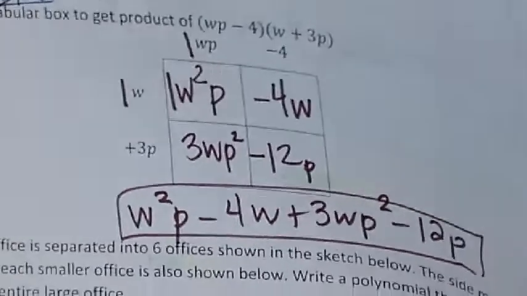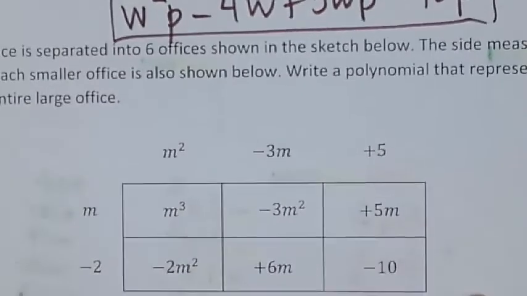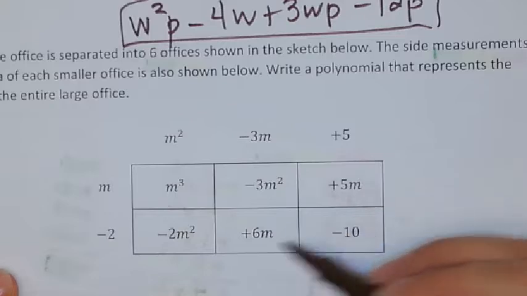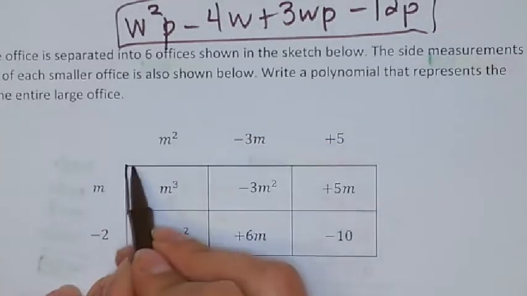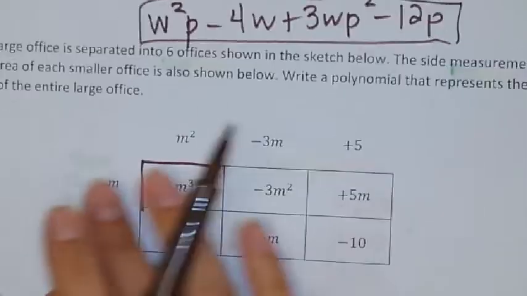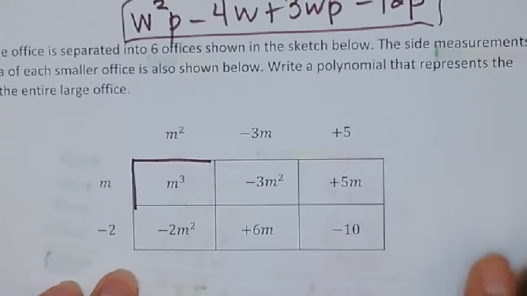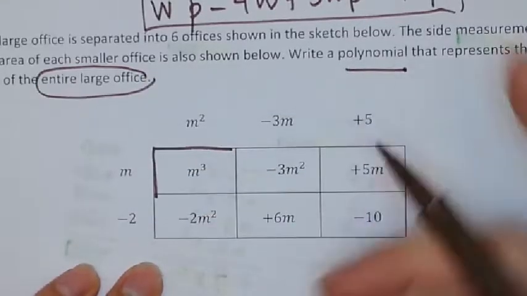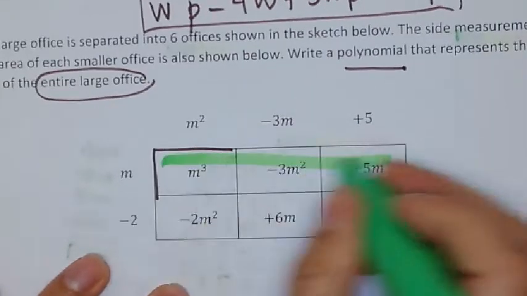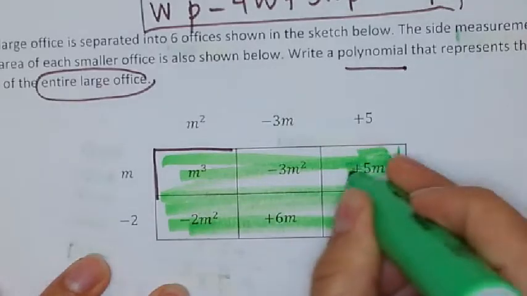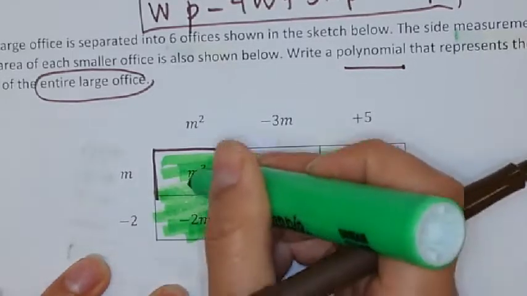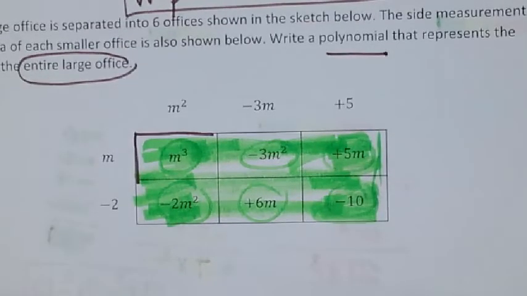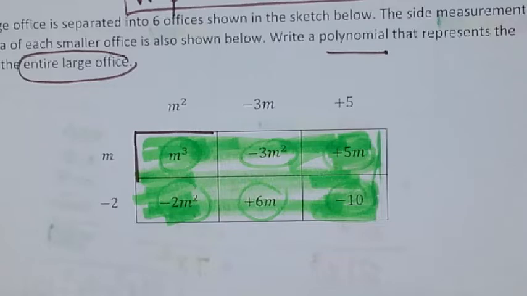All right, so for number 7, here they tell you that each little part here, this is a sketch of an office, and each portion is a different private office, and each has its own measurements of length and width and the area. So they've done everything for you. And now they want you to write a polynomial that represents the entire large office, so all of it. So I want to know what the area of all of this together is. So if I want to know all of this together, I'm going to add each individual area of each of those individual offices, and then that would be the area of the whole office.